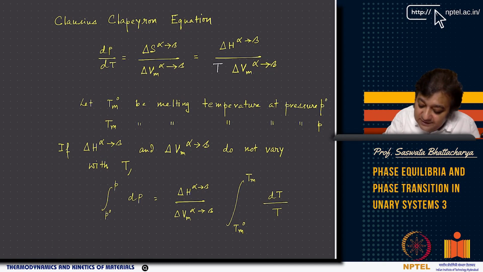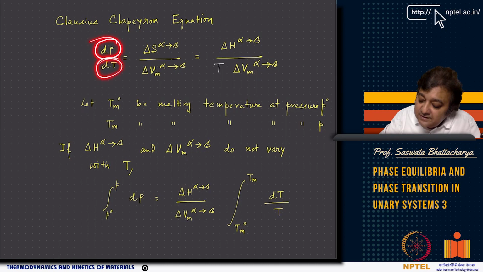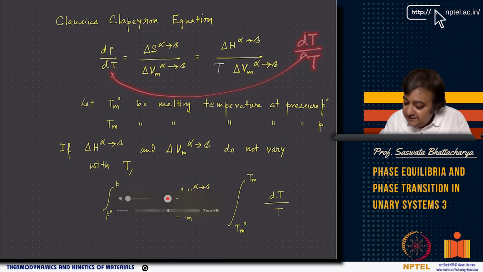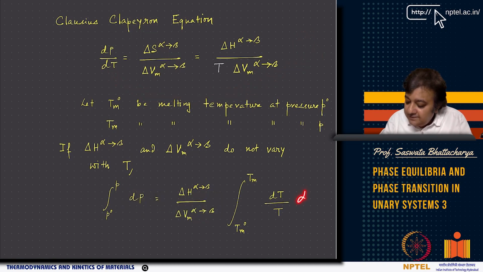So this T will be there, dT by T, and this will be separated, and there is a dp, right? There is no pressure that has to, so you have delta H alpha to beta and this one, so these guys remain as it is here, and you have dp here, and dT goes here, and this is dT by T. So this is dT by T, and dT by T is nothing but d ln T. It is nothing but d ln T, right?